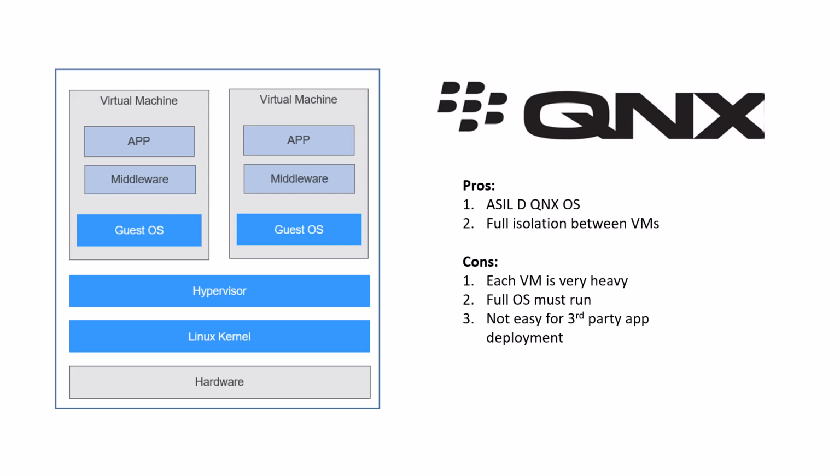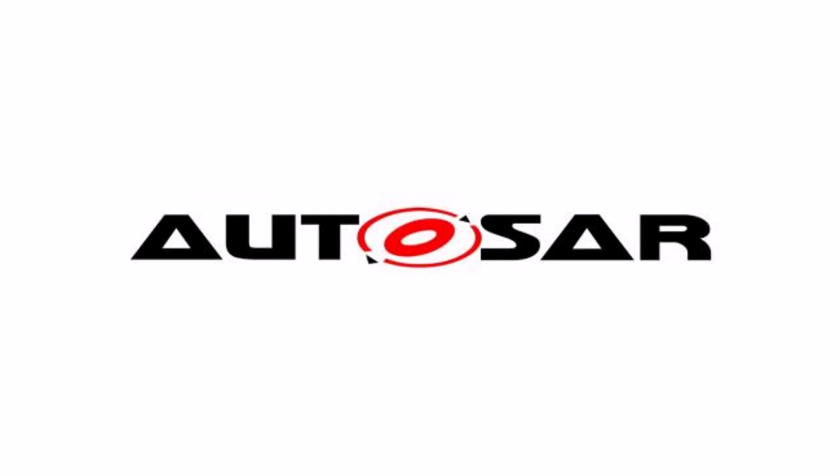So this is the main problem with a VM: if you want to deploy an app which is small in size, it is like going grocery shopping on a helicopter. You don't need a helicopter to go grocery shopping. You can go by walk, or you can take your cycle or a car. It's an overkill if you are using a virtual machine to run small apps. It makes no sense. And the ease of deployment of third-party apps is also not so smooth in this VM space. The third one is AUTOSAR.